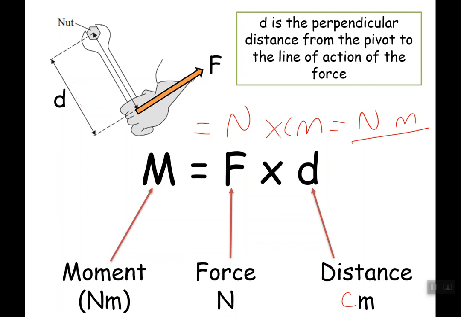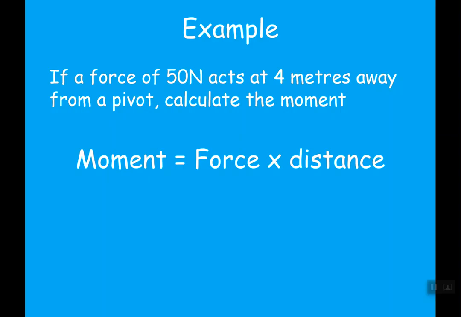In the equation, D is the perpendicular distance from the pivot to the line of action of the force. That just means the force needs to be perpendicular to this distance measured here. If you do change the angle, it will affect the moment. For example, if you decrease the angle like that, it will decrease the moment. If you make it 180 degrees here, then the moment will be 0.